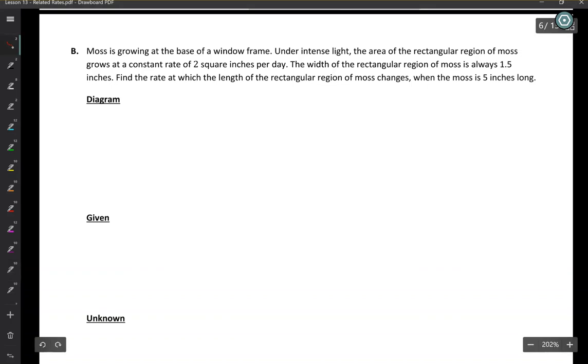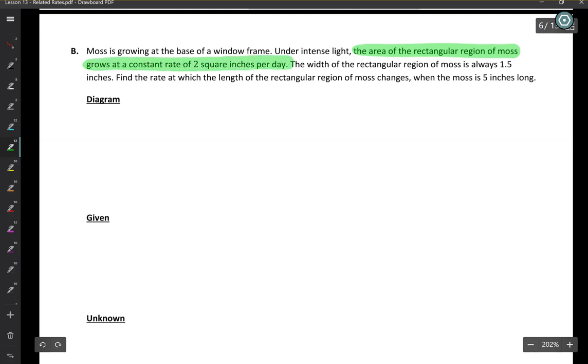All right, so let's do another one. Moss is growing at the base of a window frame. Under intense light, the area of the rectangular region of moss grows at a constant rate of 2 square inches per day. So they just gave me a rate of change right there.